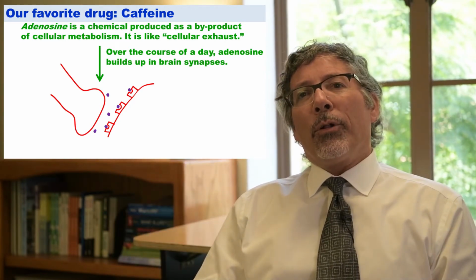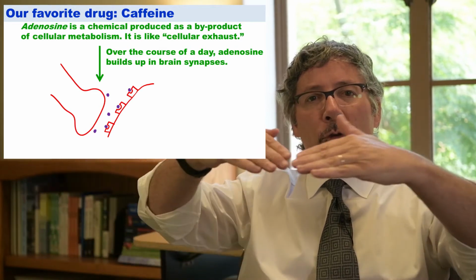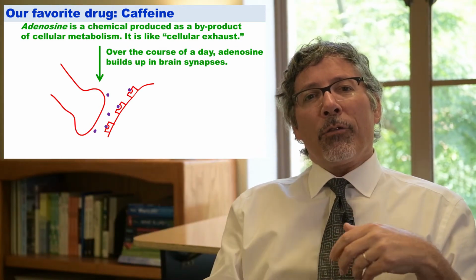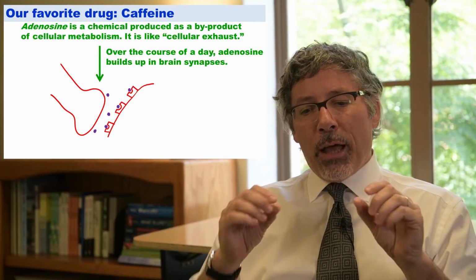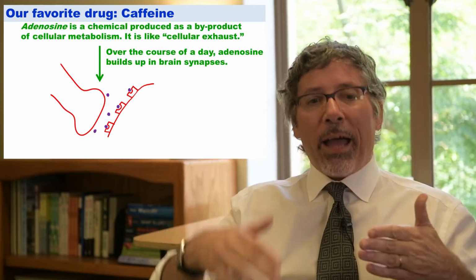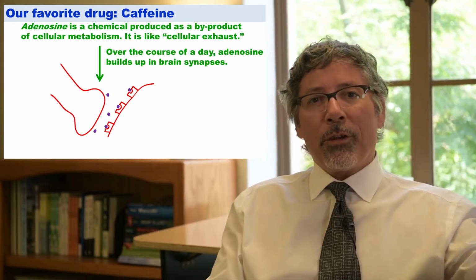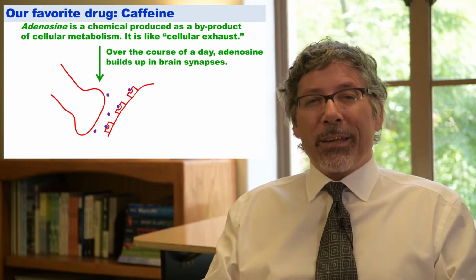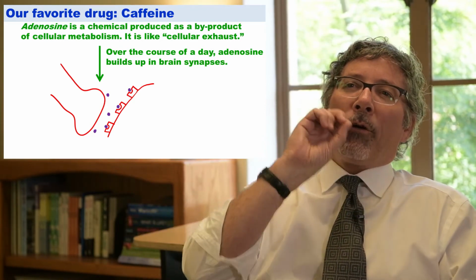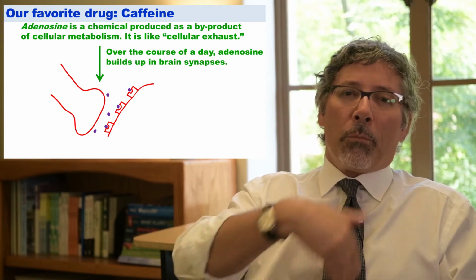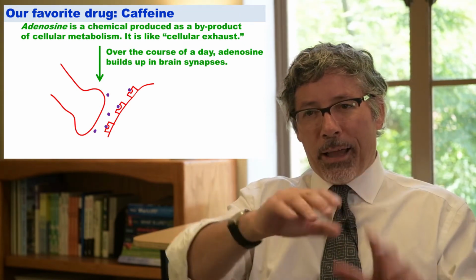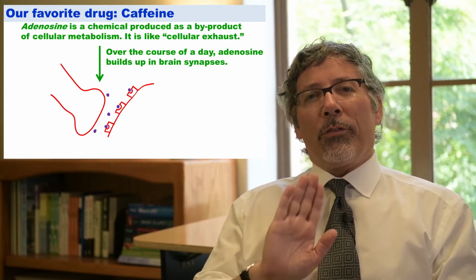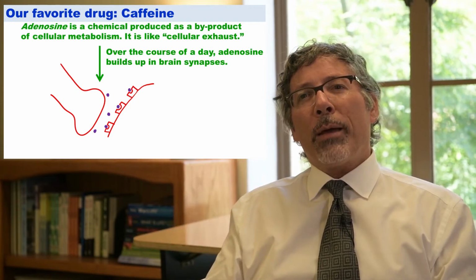This molecule can bind to postsynaptic cells. So a lot of cells have adenosine receptors. They also have receptors for acetylcholine or for a whole variety of other neurotransmitters, but they have adenosine receptors. And over the course of a day, there's more and more and more adenosine in the synaptic cleft, in the space between all these cells, and it binds to these receptors.